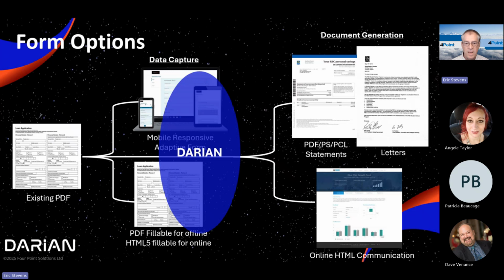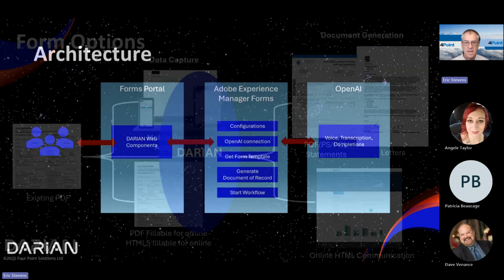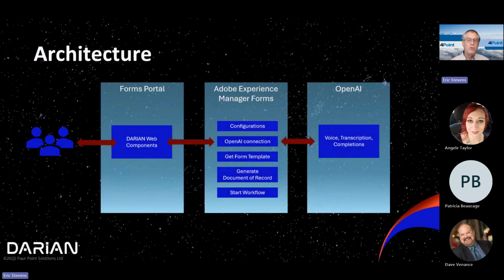So now let's dive a little bit into the architecture and how these things connect together. There's really three components. There is your Forms portal, there's Adobe Experience Manager Forms, and then there is the AI. And in the demonstration, I'm going to use OpenAI. That's going to be the piece that's going to give us voice. It's going to give us the guidance that we want associated with it.